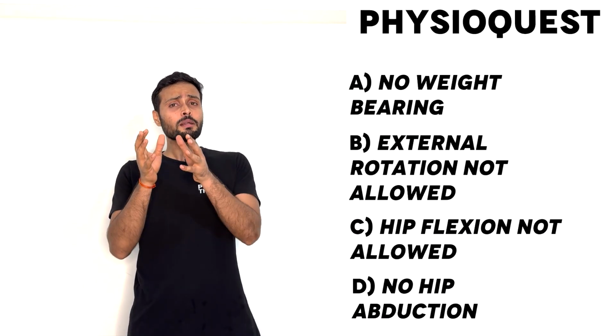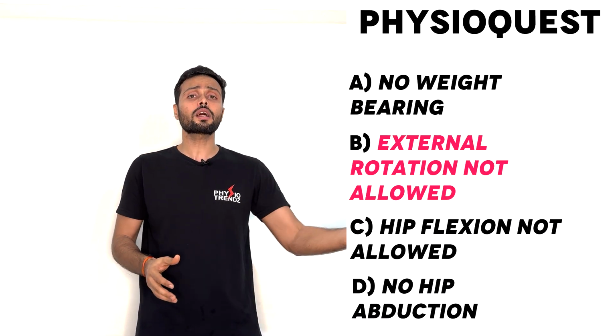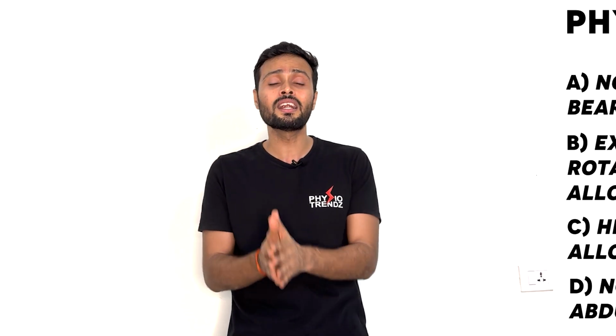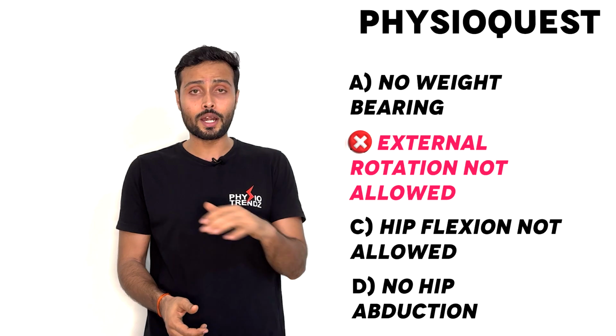Option B goes something like this: we will not allow the patient to go for hip external rotation. Now this really doesn't make any sense. Why? Because during hip external rotation, the femoral head is going to move in the anterior direction, and here the surgery is done with the posterior approach. So I don't think there should be any harm in doing external rotation of the hip joint here. So definitely this option is not correct.